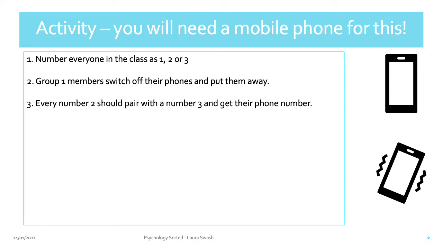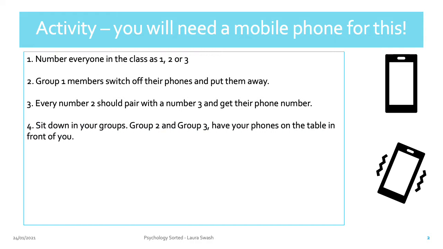Every person in the number 2 group should pair with someone in the number 3 group and get their phone number. Write it down or put it in your phone. Make sure you've got it easily available. Easy if you pair with someone whose phone number you've already got, but as long as you've got their phone number, that's fine. Then sit down in your groups, a little bit away from each other.